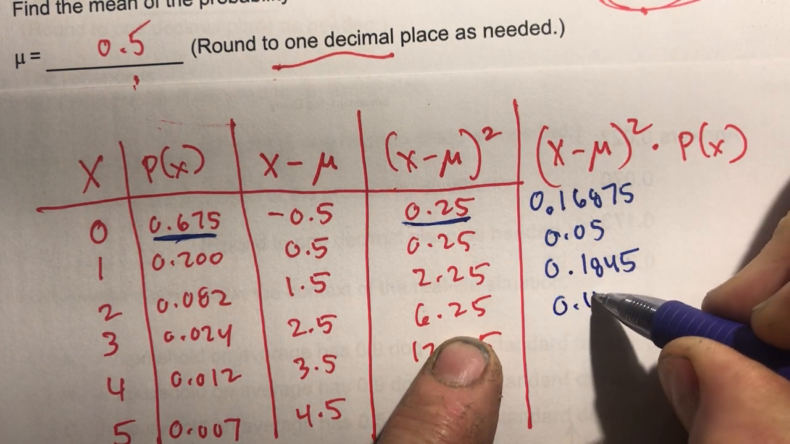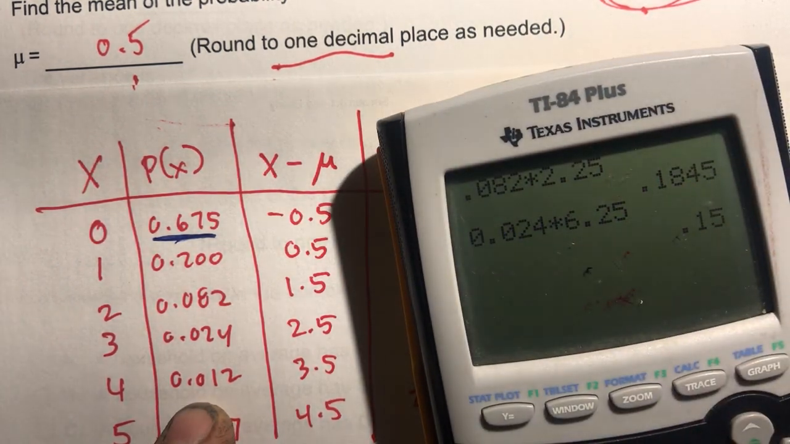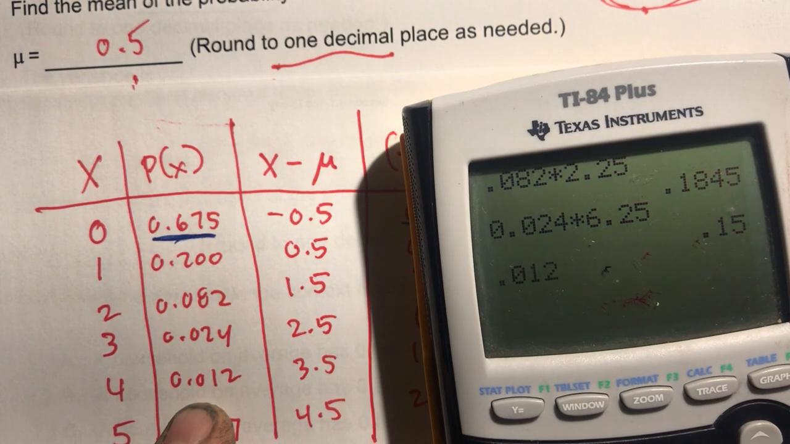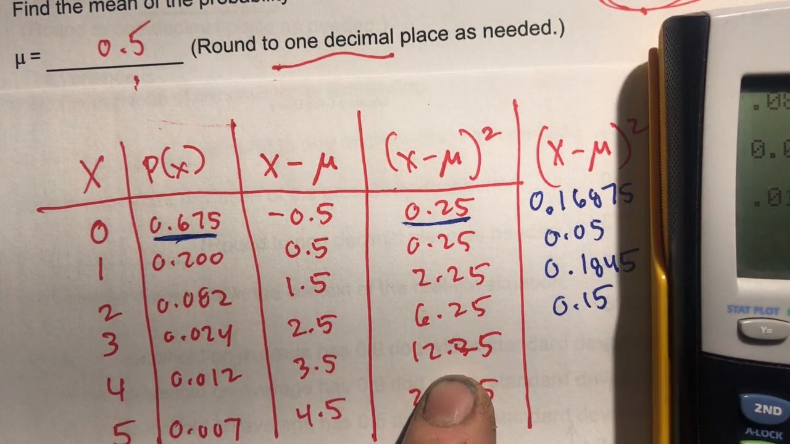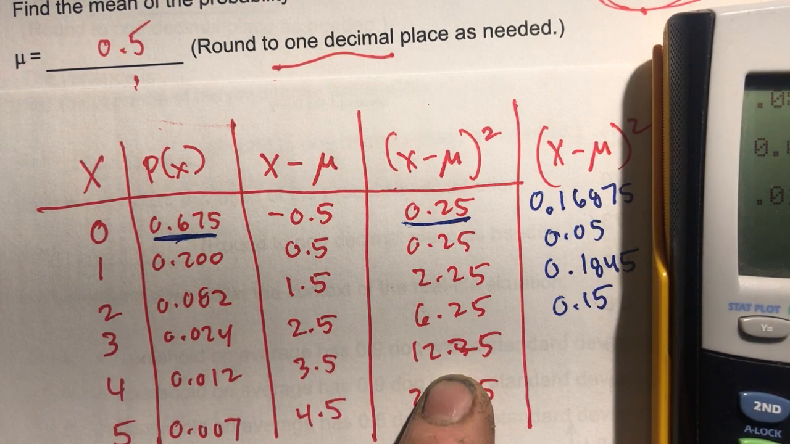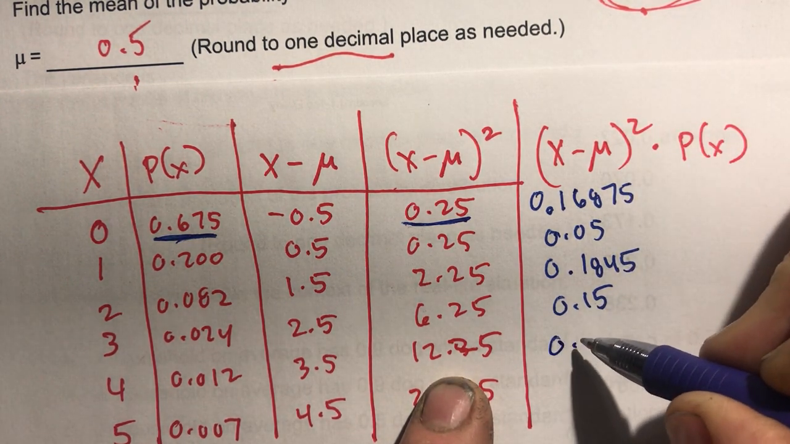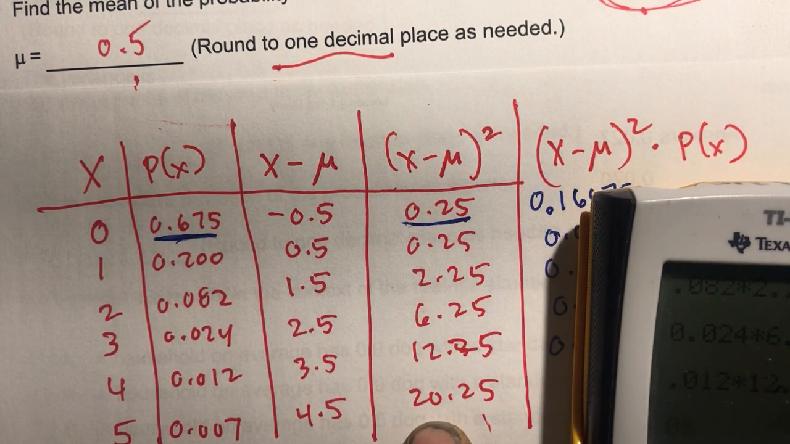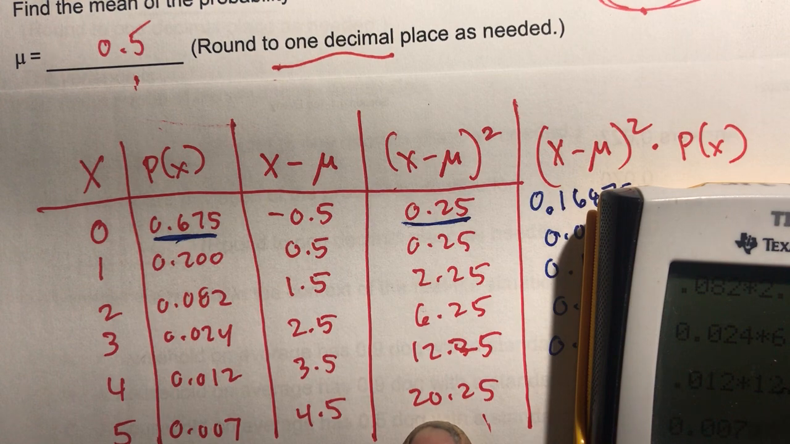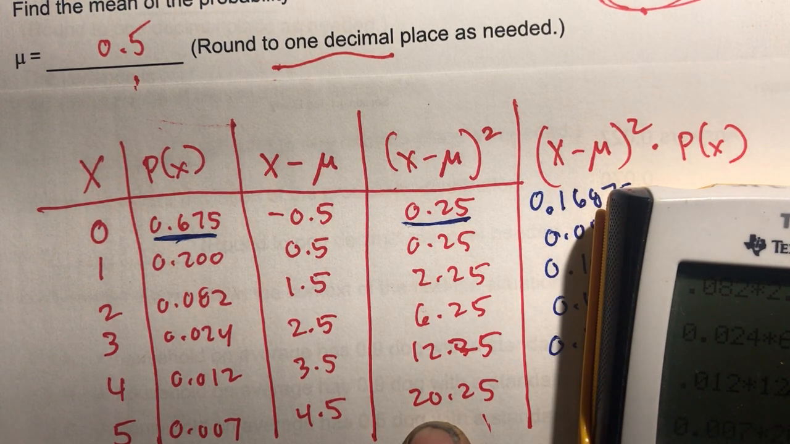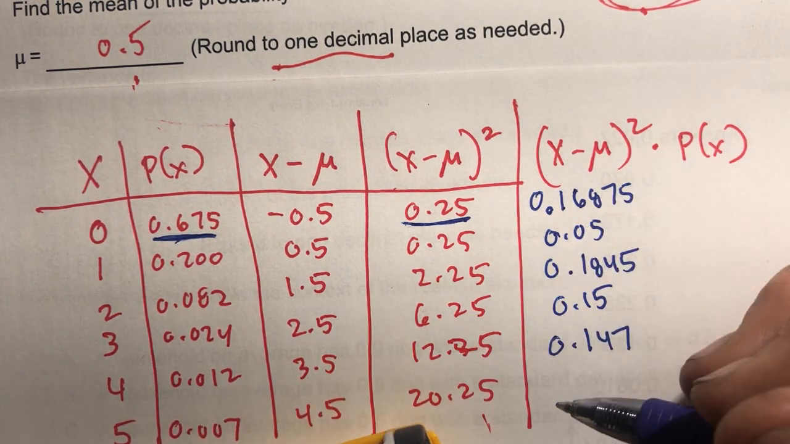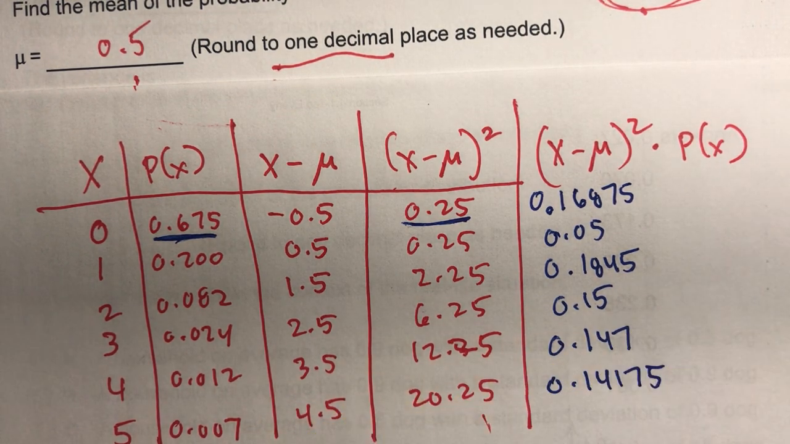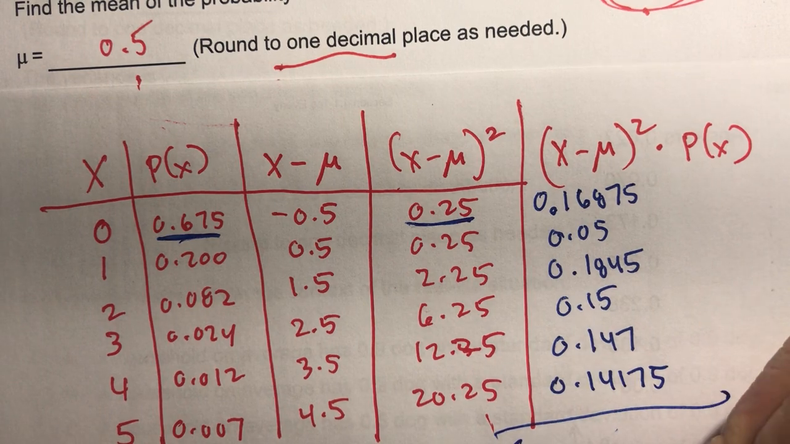All right, then I have 0.012 times 12.25, which is 0.147, and then I have 0.007 times 20.25, and that comes out to this. Okay, then once I get all these numbers, I just add them up.